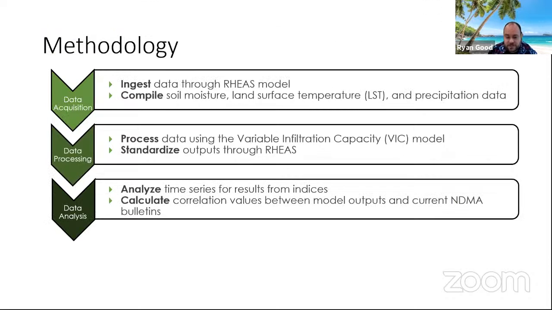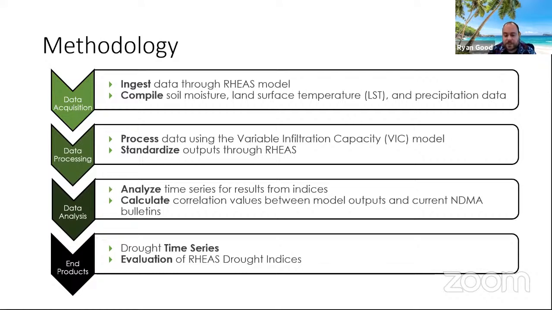I then moved on to my data analysis, which I started by creating a time series for each of the indices for each of Kenya's 47 counties. I then used pandas in Python to create a Pearson correlation coefficient and covariance between the calculated indices to see how they compared to one another. That standardized VCI data was also included in the correlation calculations to compare against their current information. Finally, from this data, I created my end products, which were a drought time series, the RIAS drought indices themselves, and the evaluations of them.